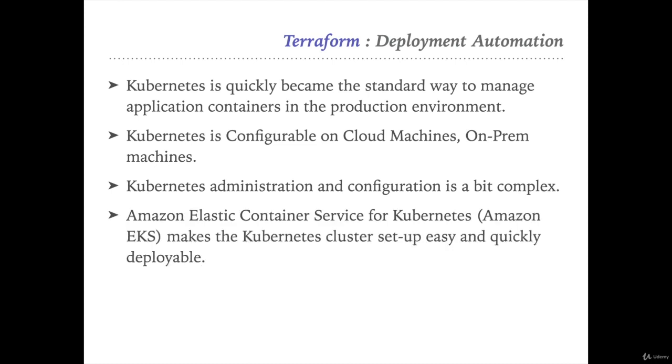Amazon Elastic Container Service for Kubernetes, called Amazon EKS, makes Kubernetes cluster setup easy and quickly deployable. If we are using the Amazon Elastic Kubernetes Service, then we would be able to set up the Kubernetes service within 10 to 15 minutes. But if you are going to configure your own Kubernetes cluster and you don't know about the configuration, then it may take up to 5 or 7 days to set up a successful Kubernetes cluster which will be useful for production machines.